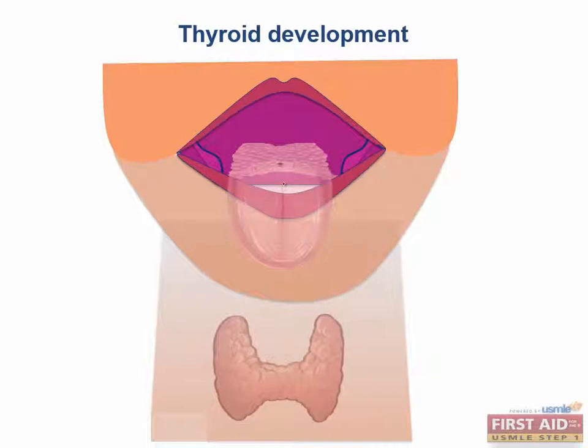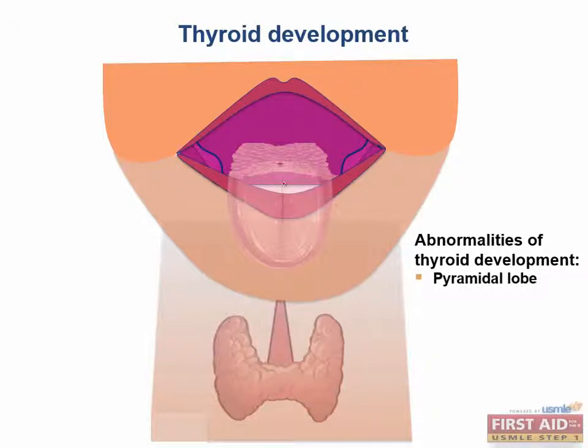Now, our job as physicians wouldn't be nearly as much fun if things didn't go wrong every now and then, and indeed, this is something they love to test. For starters, the most distal portion of the thyroglossal duct may fail to obliterate completely, leaving a pyramidal lobe in the center of the thyroid. It doesn't cause any dysfunction, but it messes up that snappy bow tie look the thyroid normally has.